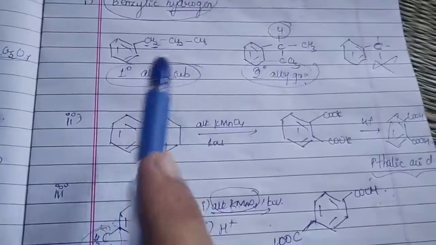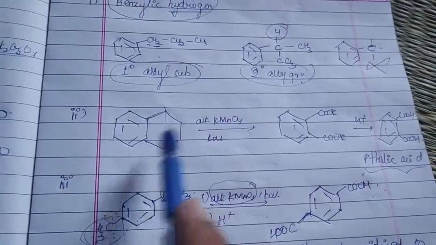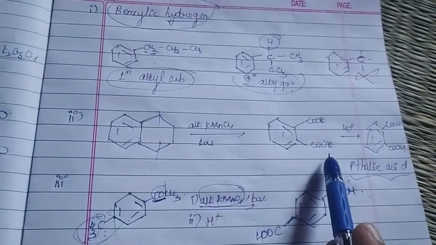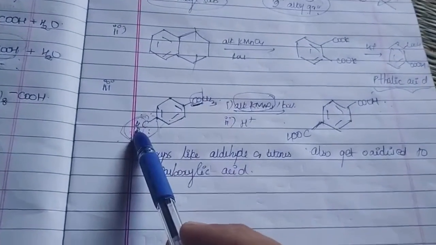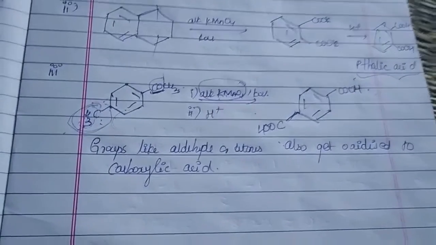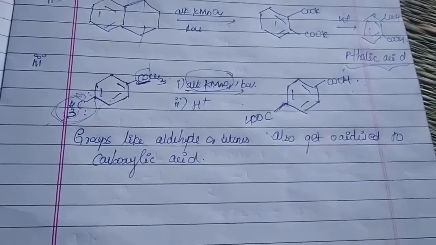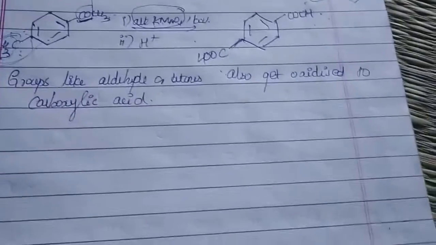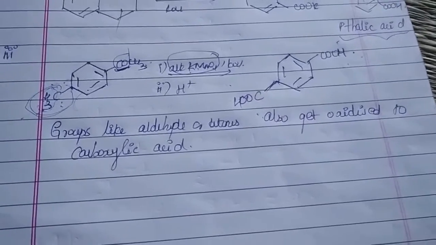Then the second most important thing we came to know: even if you have a ring attached to the benzene, it can also get oxidized to the corresponding carboxylic acid. And most importantly, along with an alkyl substituent, if you have an aldehyde or even a ketone, they will also get oxidized to the corresponding carboxylic acid. So these are the three additional pieces of information, I repeat, additional information, which are important for your competitive exams.